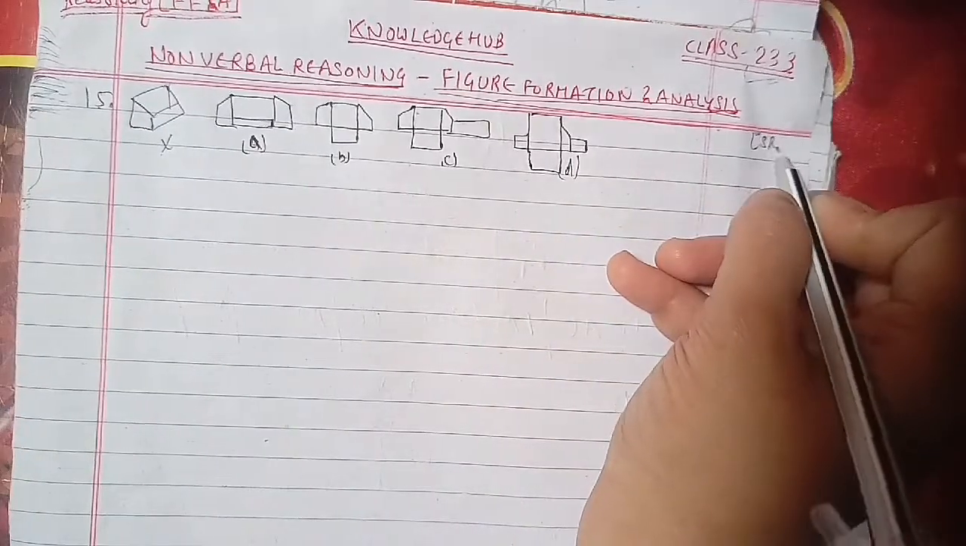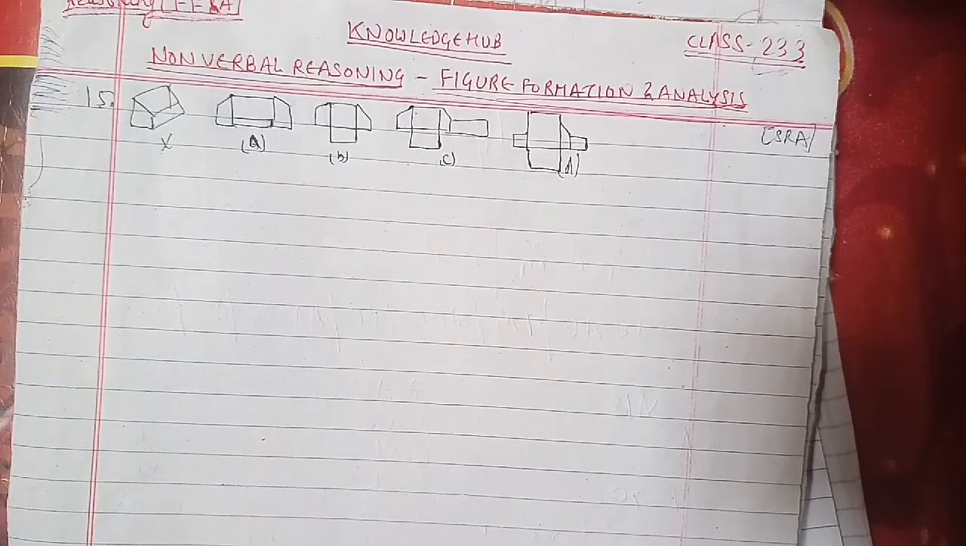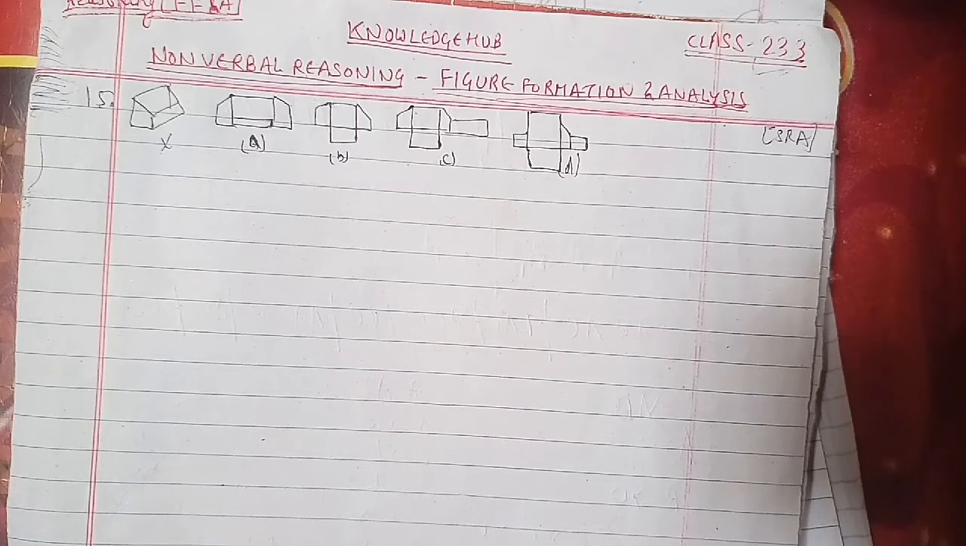To repeat the question: which of the following figures A, B, C, D, when folded along the lines, will produce the given figure X here? We have to talk about it as well. So we'll go ahead and find the answer. The figure that we have as the answer is figure C, which will be the right answer for this question.